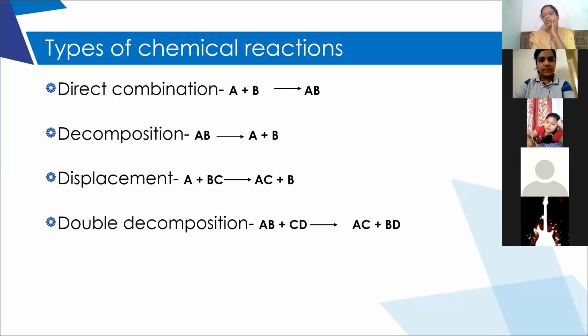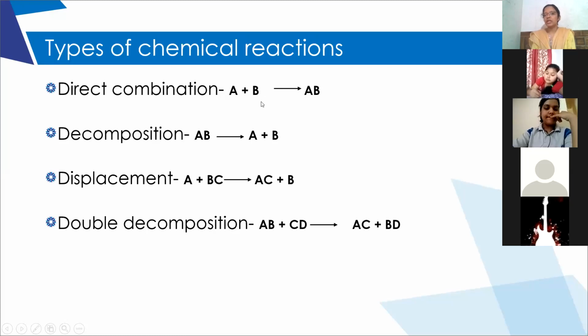Next, coming to types of chemical reactions. As we have mentioned, there are 4 basic types of chemical reactions. First one is direct combination reaction. That is, 2 substances react to form a new product. So here you have to understand, in direct combination reactions, there will be one major product. That means only one product is formed, however many may be the reactants.